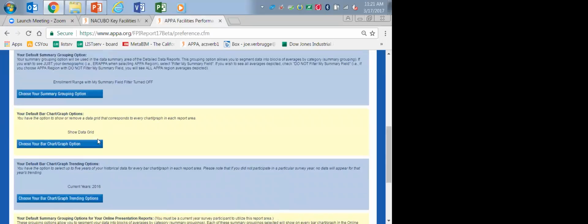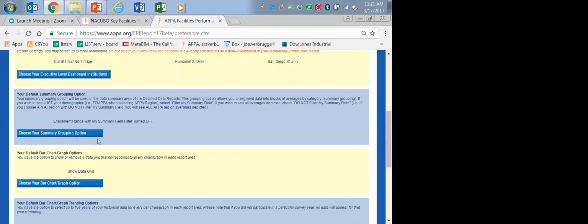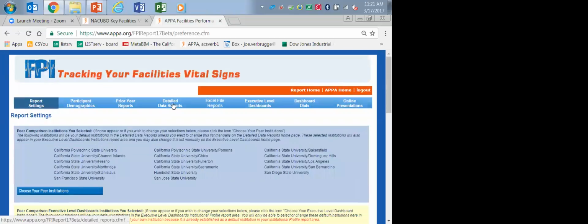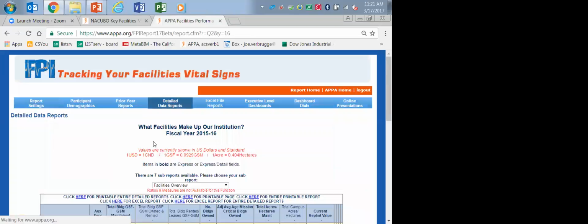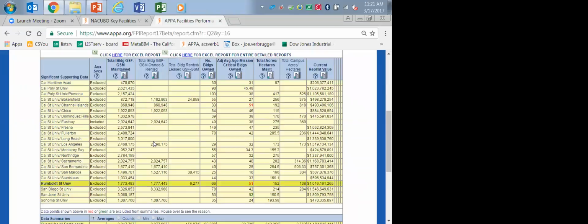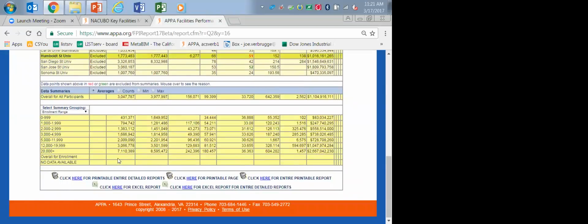All right, they changed the location. Let's see where that's at. It's in the detailed section. Okay, so let's go to the detailed report now. Just run one of those. And down at the bottom, I think it's at the very bottom, right here, enrollment range. This is where you can change what averages you're going to be looking at. So if I want to see averages based on Carnegie class, based on funding, APPA region, so let's select APPA region because that's applicable, or all CSU, there you go.